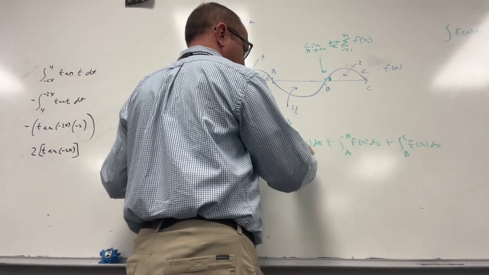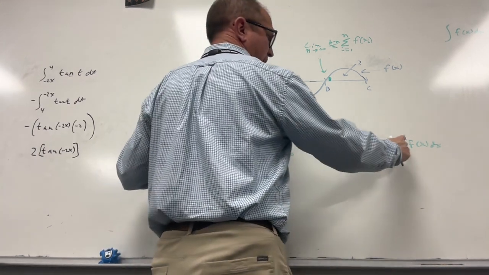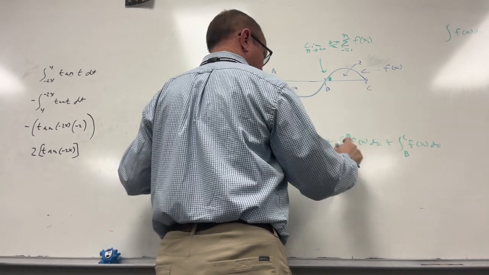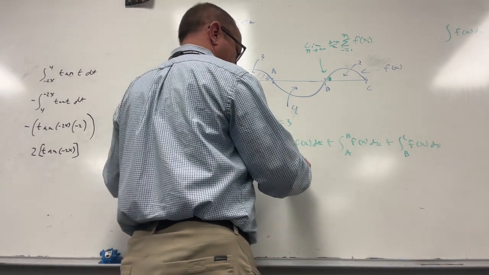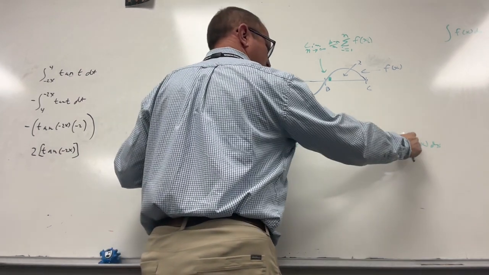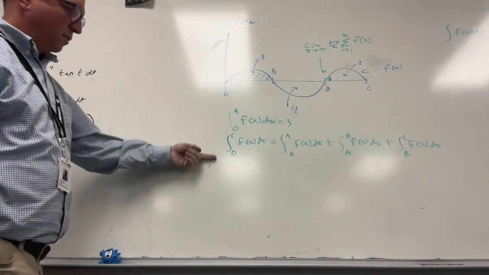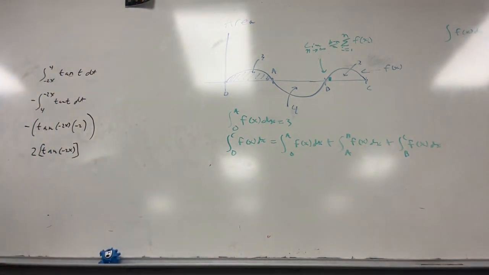Well, those would cancel out. And then plus cap F of c minus cap F of b. Well, those would cancel out. So you would end up with basically positive cap F of c minus positive cap F of 0, which is what we would have here.